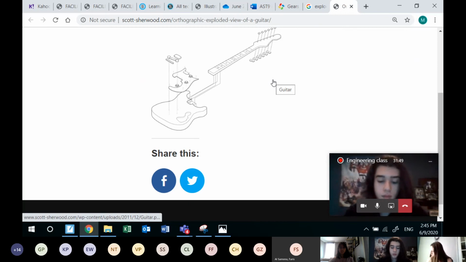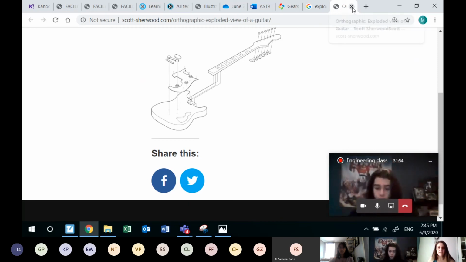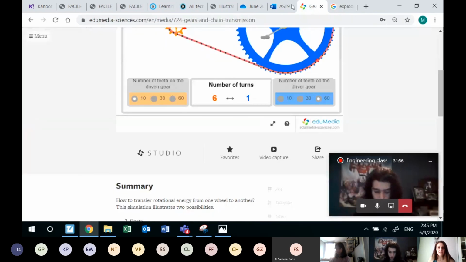Okay, next is the scale, page 86. The scale on page 86.